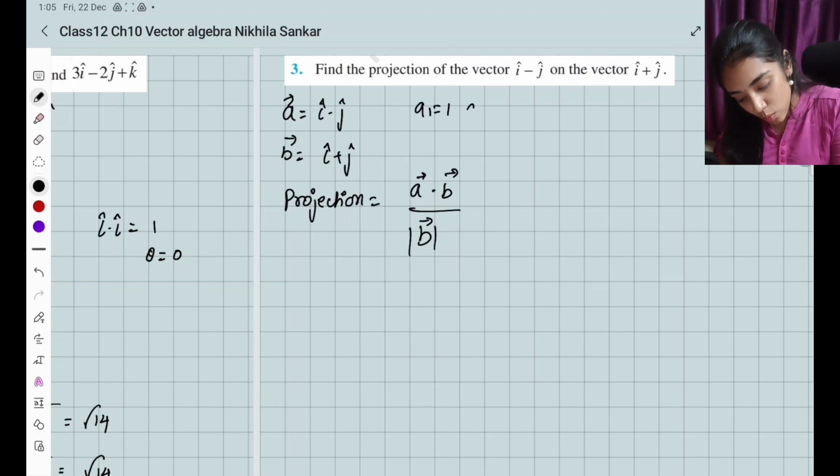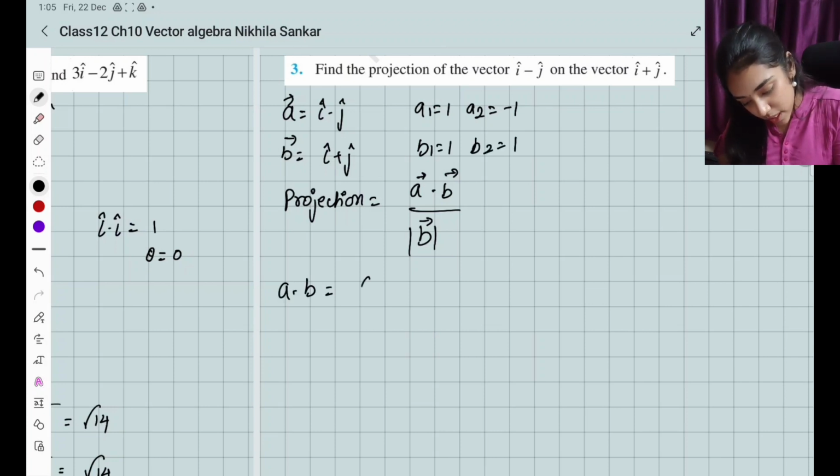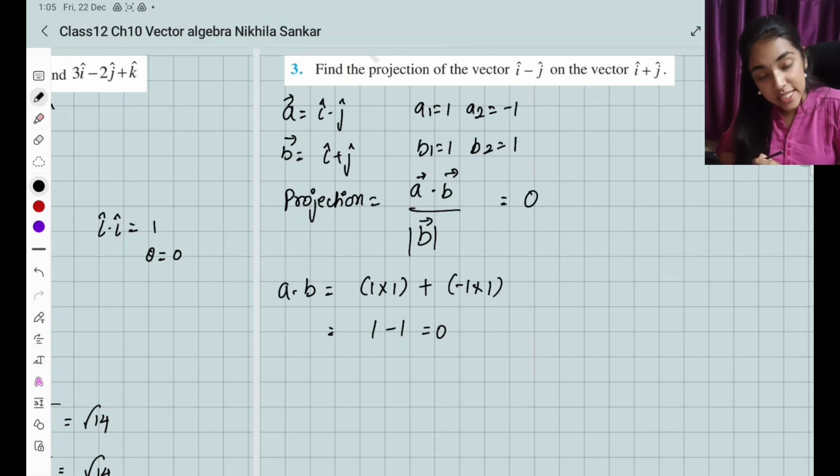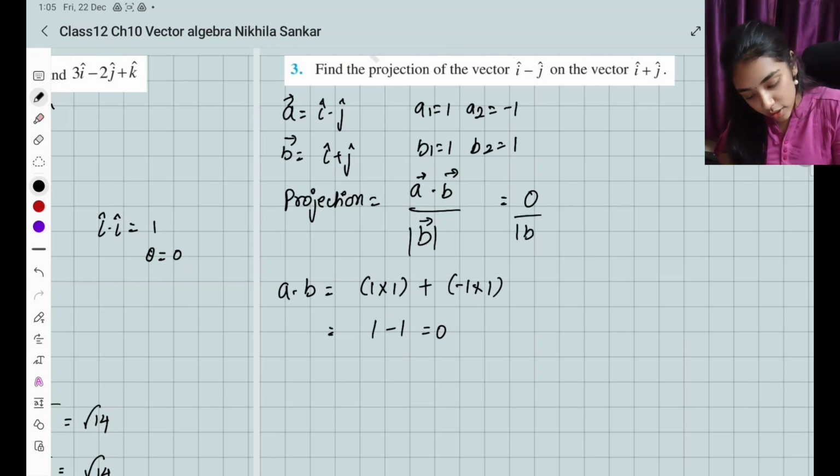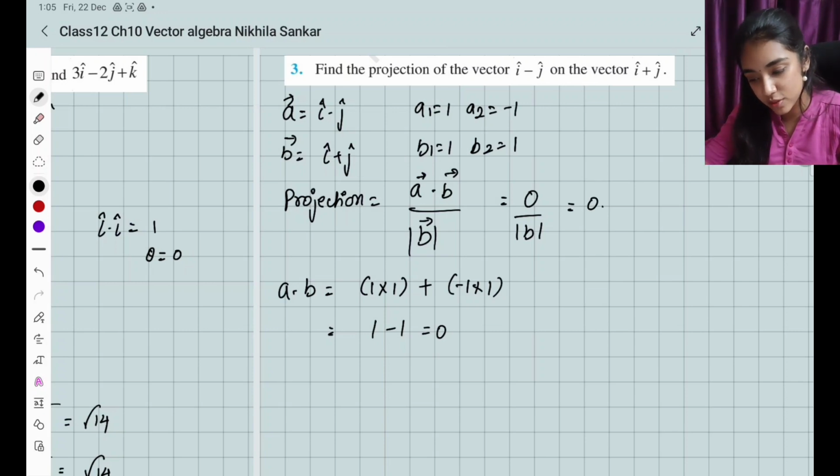So a1 is 1, a2 equals minus 1, b1 is 1, b2 equals 1. So a dot b equals 1 into 1 plus minus 1 into 1, which is going to be 1 minus 1, which is 0. So the projection is going to be 0 divided by, I don't have to bother about the denominator, so this is going to be 0. So projection is going to be 0. Okay, please copy.